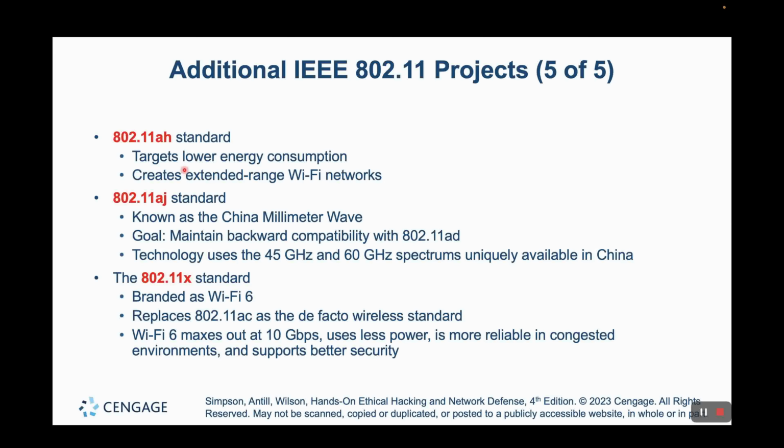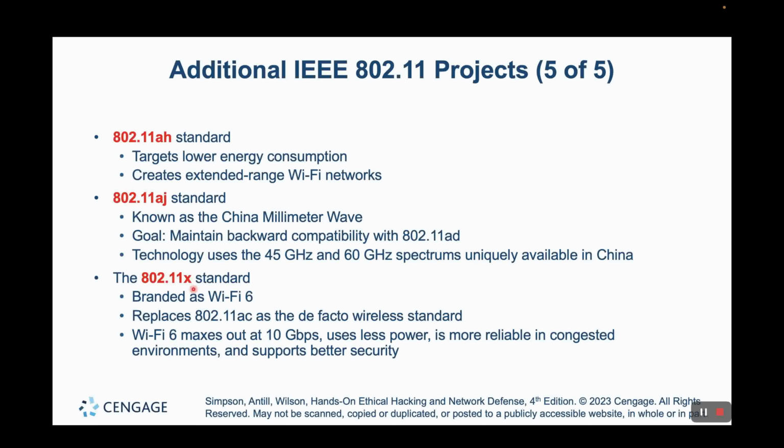The 802.11ah standard targets lower energy consumption. It can be used to extend the range of Wi-Fi networks. The AJ standard, this is a Chinese standard to maintain backward compatibility with 802.11ad. Technology uses 45 gigahertz and 60 gigahertz spectrums, which is uniquely available in China.